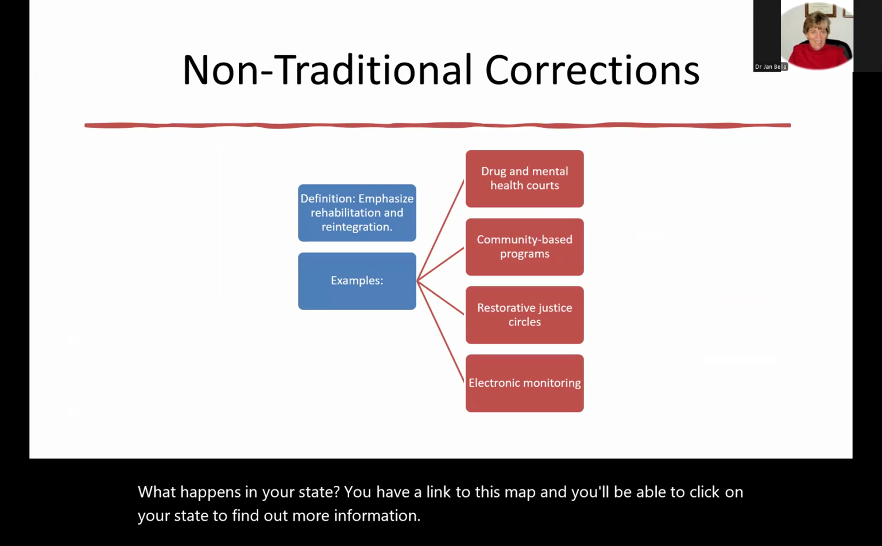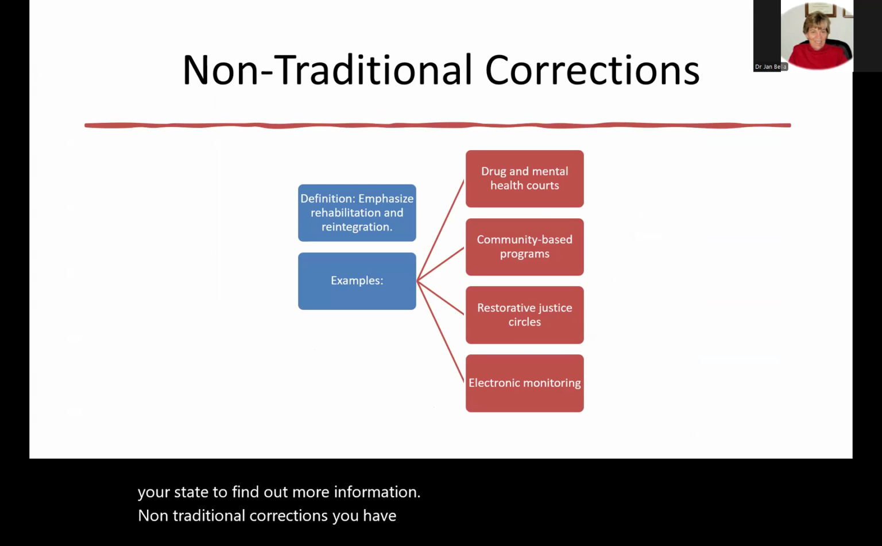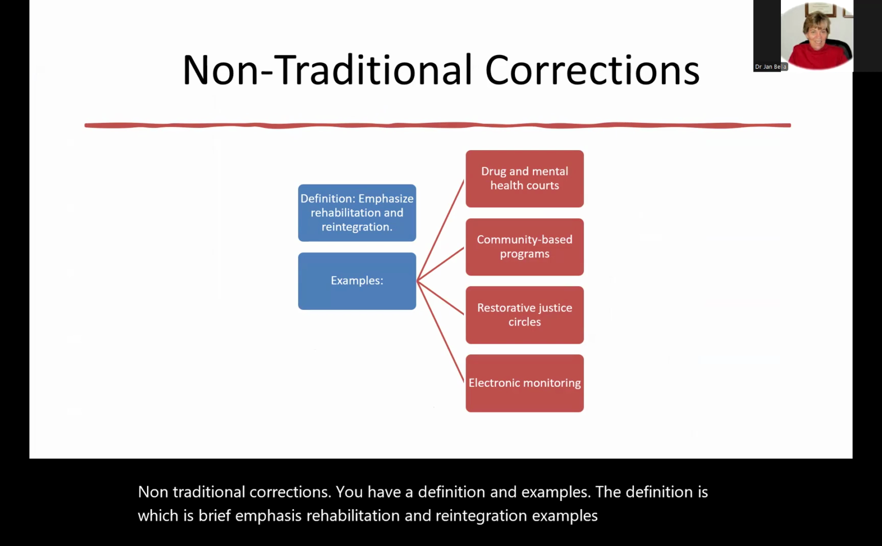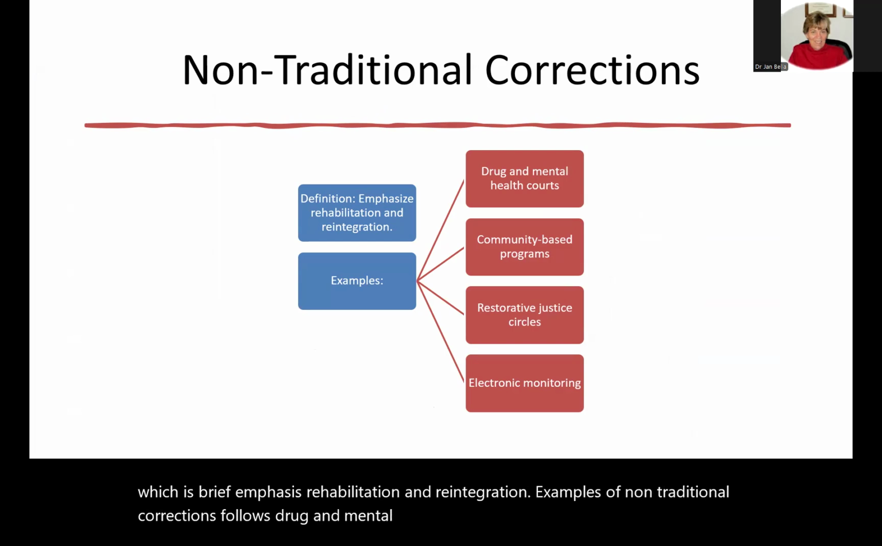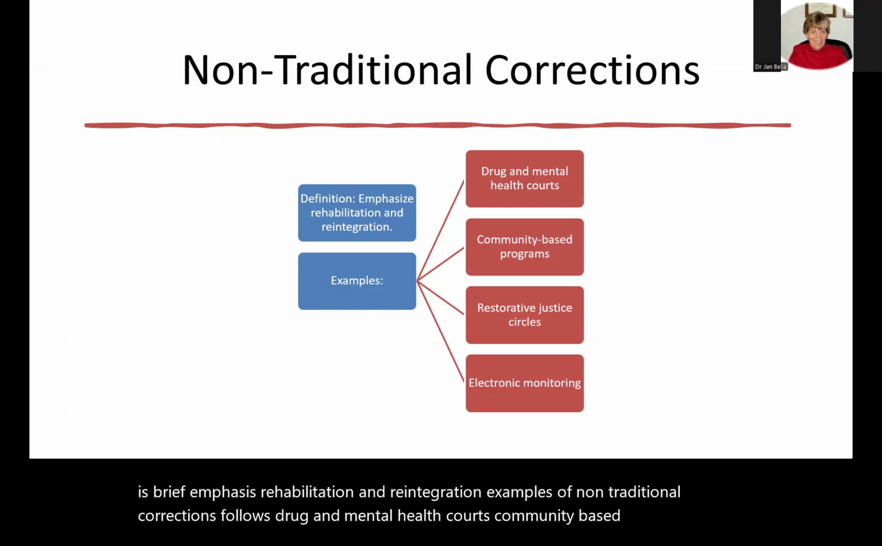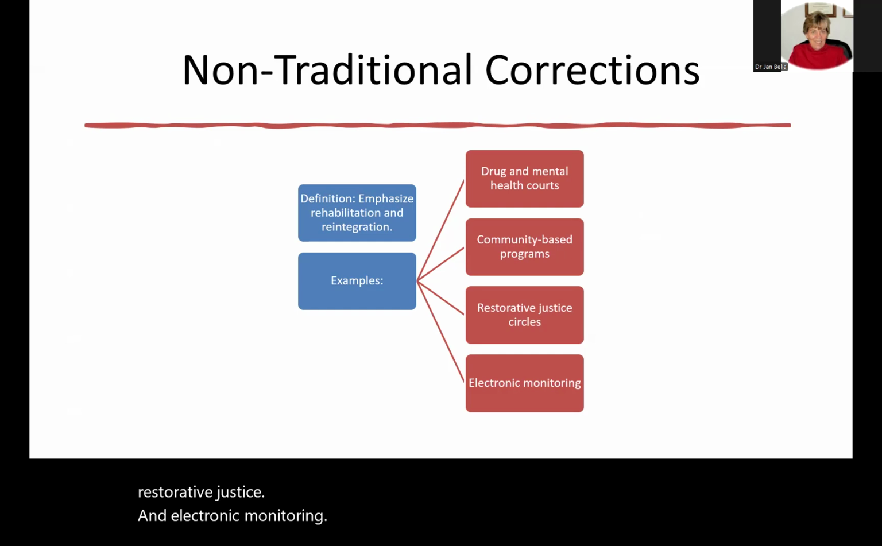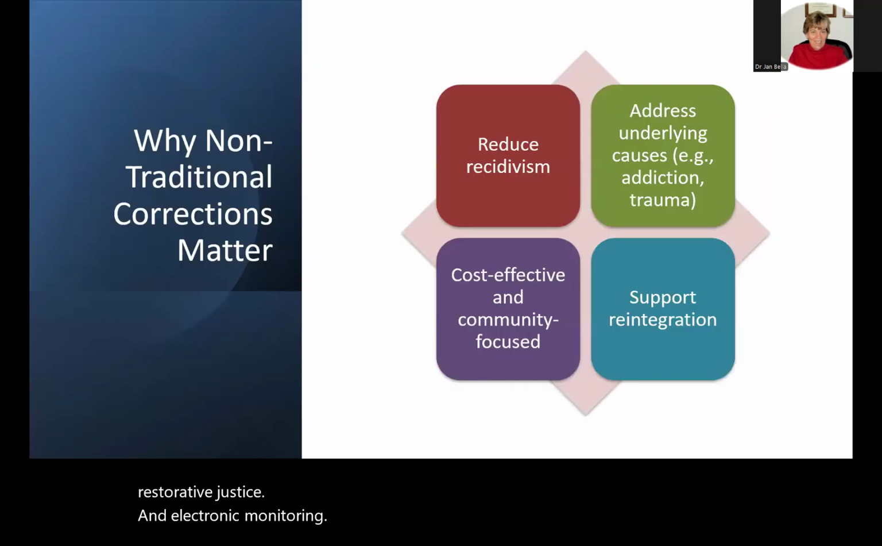Non-traditional corrections. You have a definition and examples. The definition, which is brief, is emphasis on rehabilitation and reintegration. Examples of non-traditional corrections follow: mental health courts, community-based programs, restorative justice, and electronic monitoring. Why do non-traditional corrections matter?